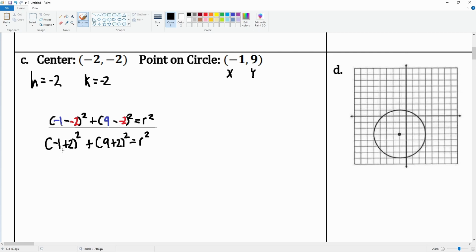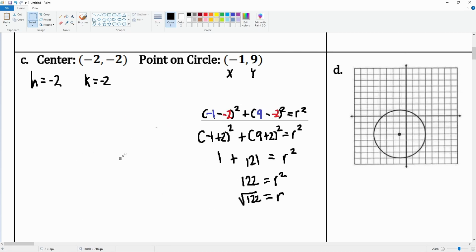Right? So -1 plus 2 is just 1, squared, which is just 1. Then we have 9 plus 2 squared, which is 121. This is going to equal r squared. So 1 plus 121 is 122, which is equal to r squared. So r can just be equal to the square root of 122.